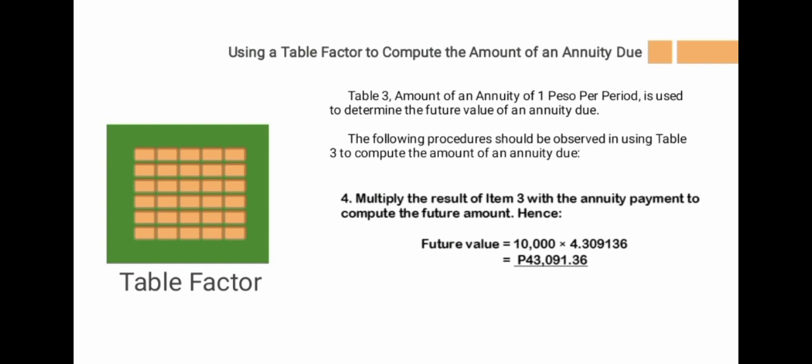So, hence, future value of 10,000. So, multiply natin yung annuity payment, 10,000 times yung nakuha nating value sa table of factor, 4.309136. So, is equal to 43,091.36. Same na sila nung dun sa diagram kanina. So, that's all po. Thank you.